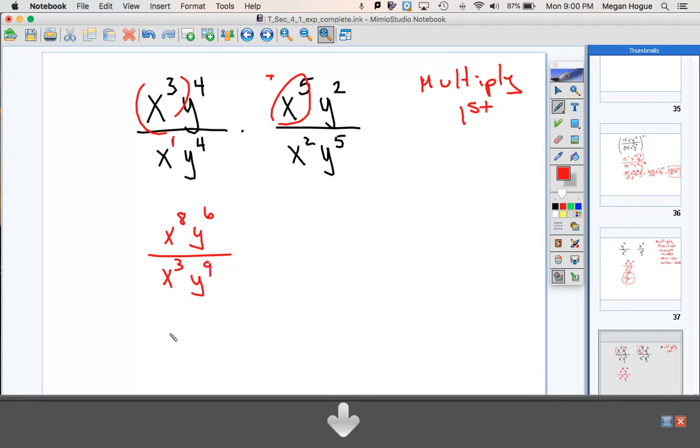Subtract when it's division. 8 minus 3 is 5, so x to the 5th on the top. On the y's, 9 minus 6 is 3. 9's bigger, so that's going to go on the bottom.